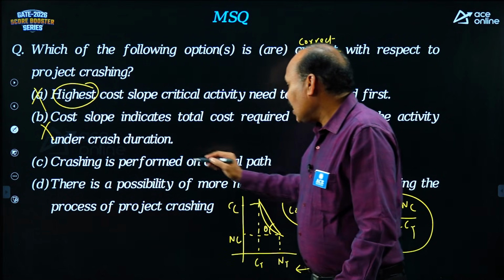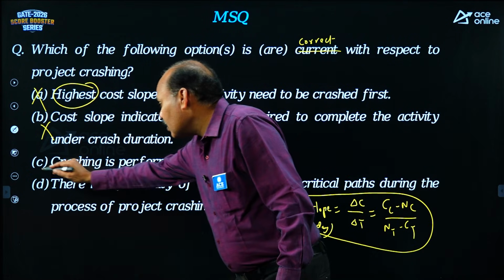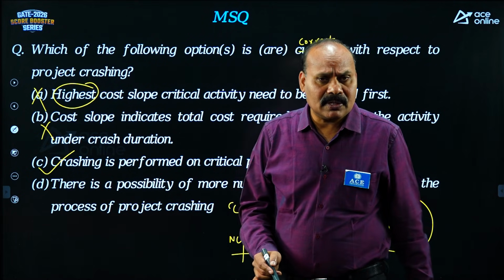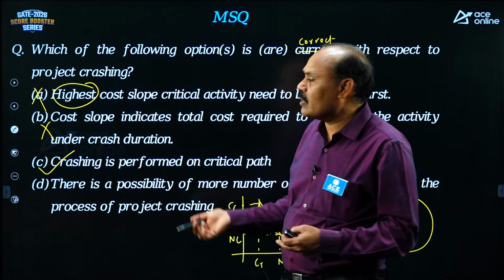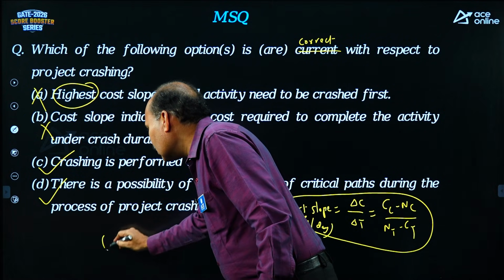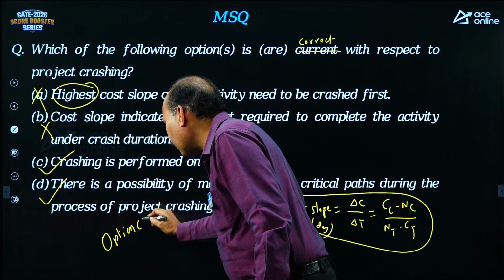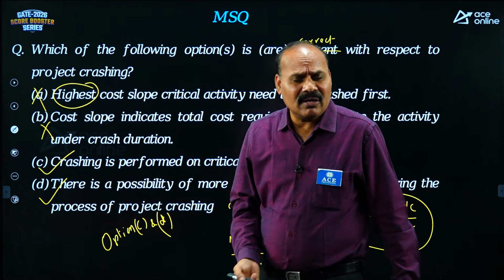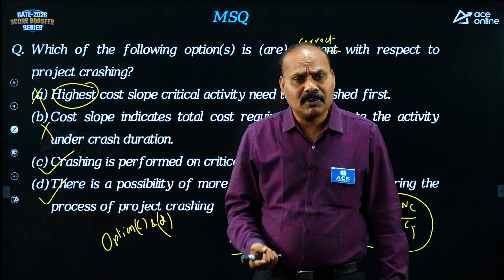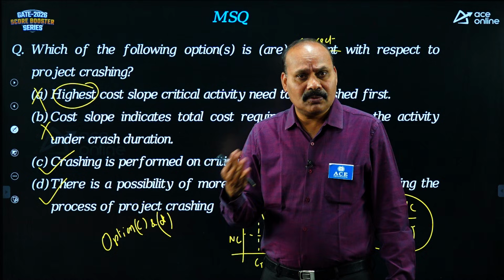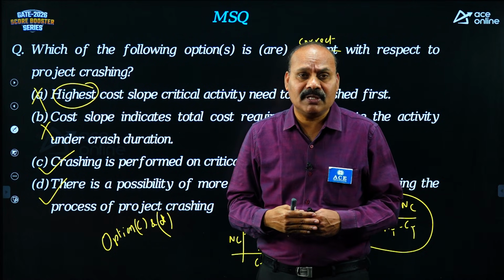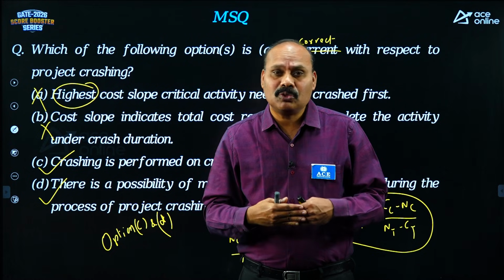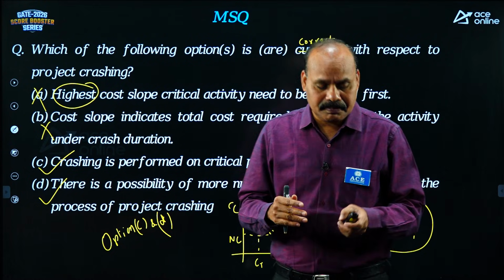So it is wrong. Crashing is performed on critical path. It is absolutely correct. Crashing is always on the critical path. There is a possibility of more number of critical paths during the process of crashing. Yes, the possibility is that we generally get more number of critical paths. So the answer is option C and D. Okay, don't think that in MSQ we always have to get multiple answers. Even a single answer is possible. Sometimes the examiner gives a question in such a way that only one option is correct. It becomes a waste of time, but however, you can follow elimination.